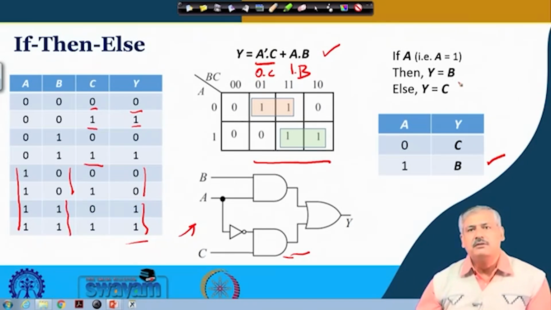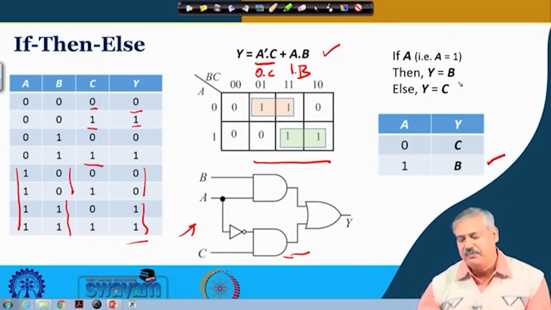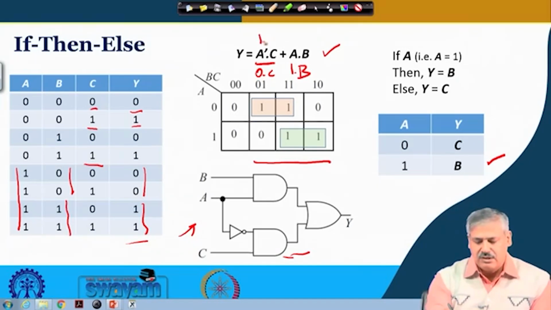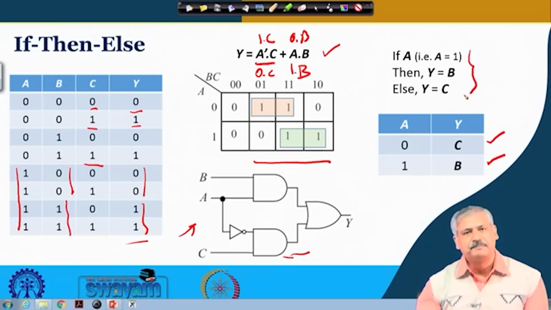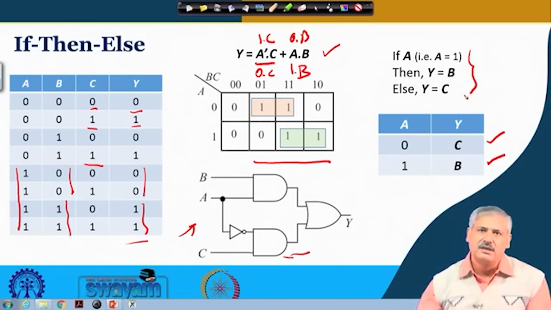Else means when A is not equal to 1. This is binary, only the possibilities of 0 and 1 are there for the variable A. So when A is 0, what do we see? This is 1 dot C, and this is 0 dot B. So in that case, the output is only C. So for A equal to 0, output is C. So we can write the truth table in this manner also, and this is the corresponding meaning in terms of the code that we write for algorithms.